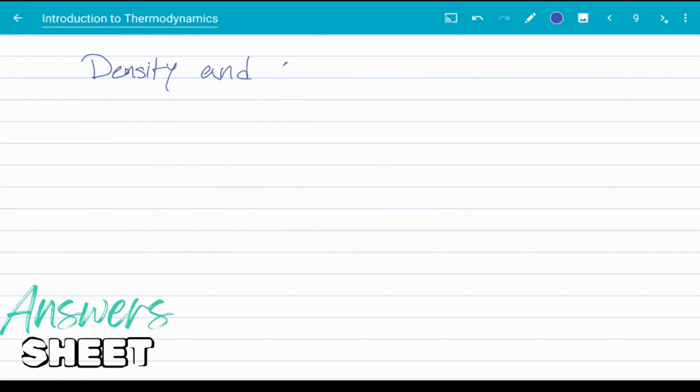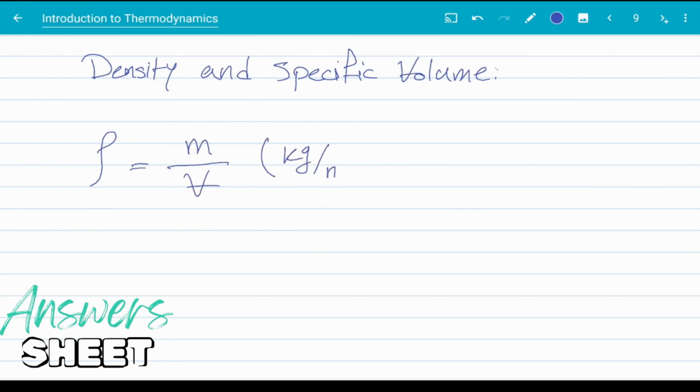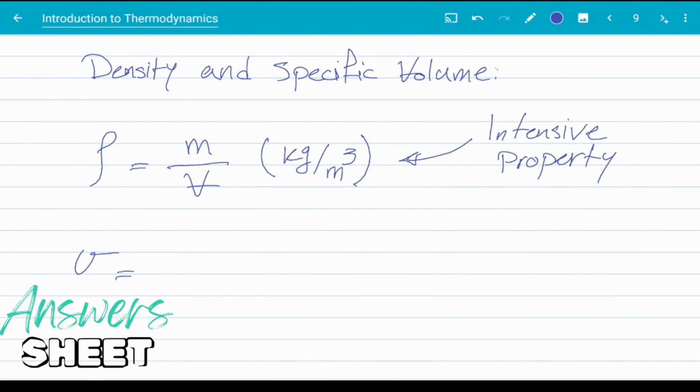Let's get familiar with a few more properties. We start with density and specific volume. Density is the mass per unit volume of a system. It's an intensive property. You can check it with our previous example yourselves. Specific volume is the inverse of density, volume per unit mass of the system, and again, an intensive property. Please take note that we show specific volume with small letter v.